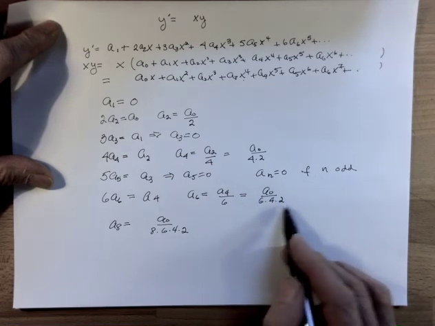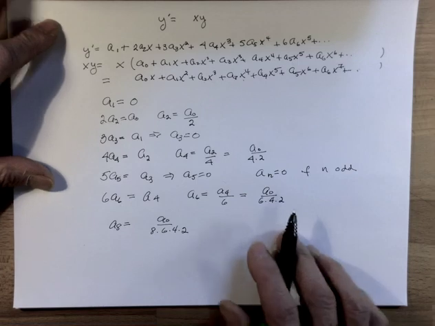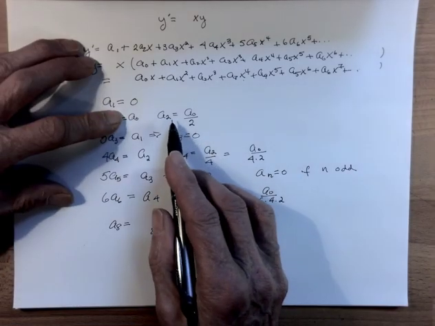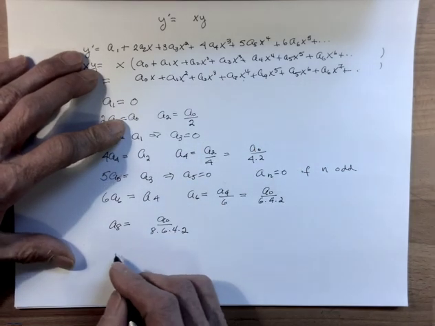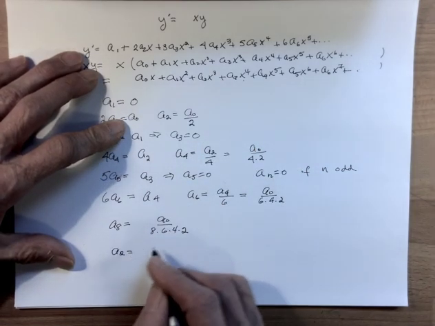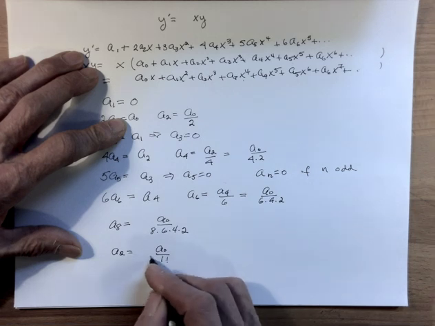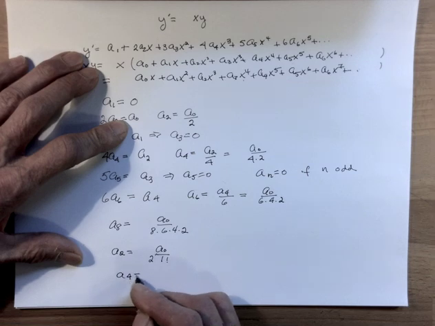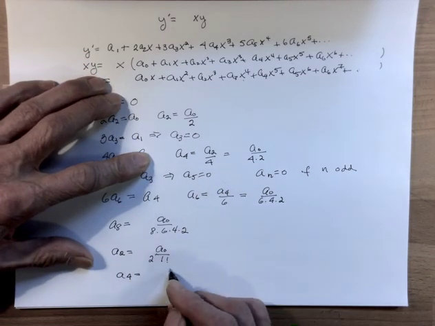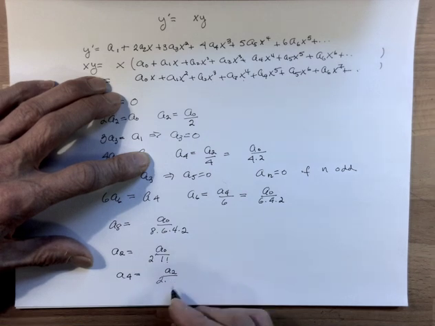It sort of looks like a factorial, and it is a factorial if you factor out a 2 from each of these. So let's take a look. Going back to the beginning, we can write a2 is a0 over 1 factorial times 2. We can write a4 as a2 over 2 times 2.